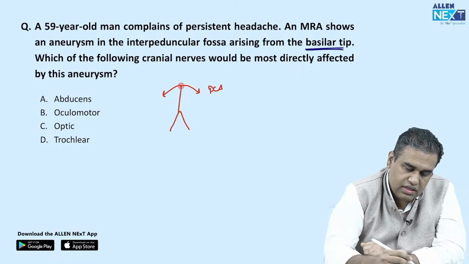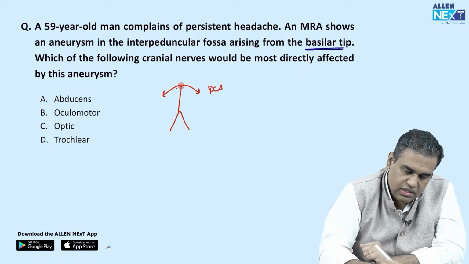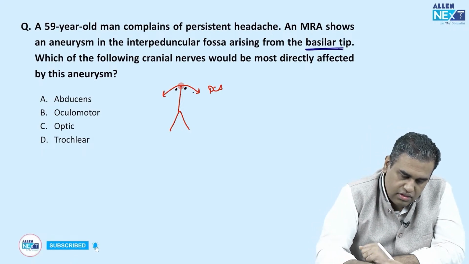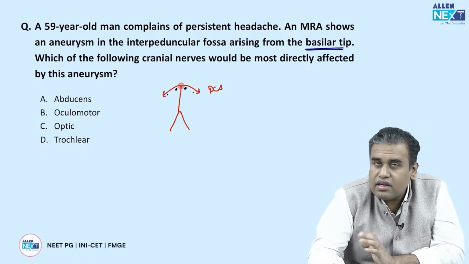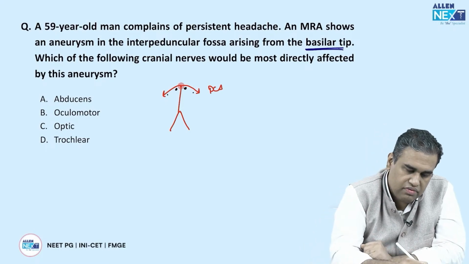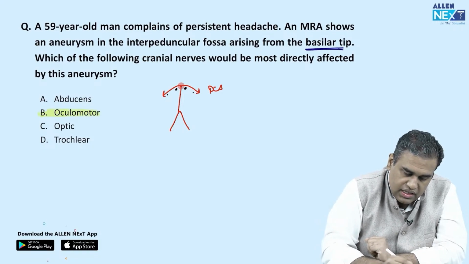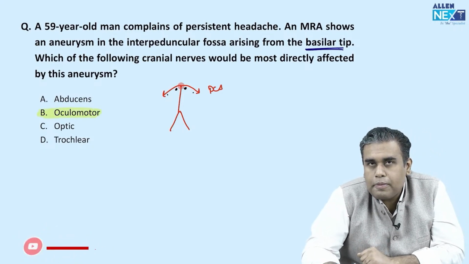What was that nerve that was coming out from here? That nerve was the thick nerve, the oculomotor. On the sides, we have a thin nerve, the trochlear nerve. But at the basilar tip, we will have the oculomotor. Now, if we know this, we would be searching for the answer. Do they have oculomotor as the option? Yes, they do have. Hence the answer.